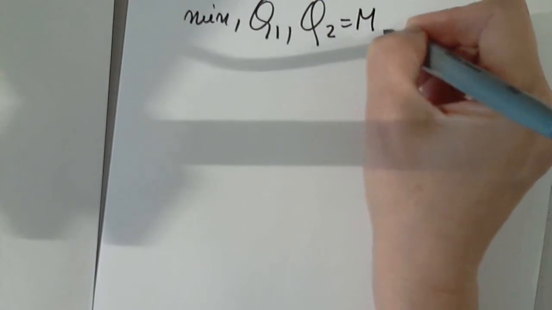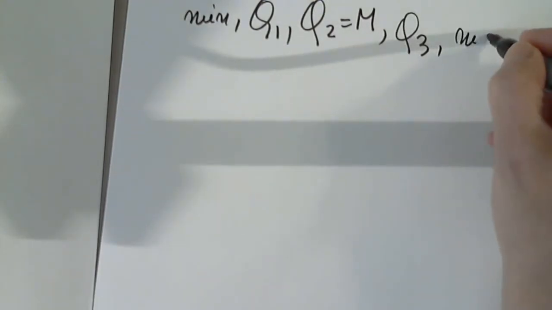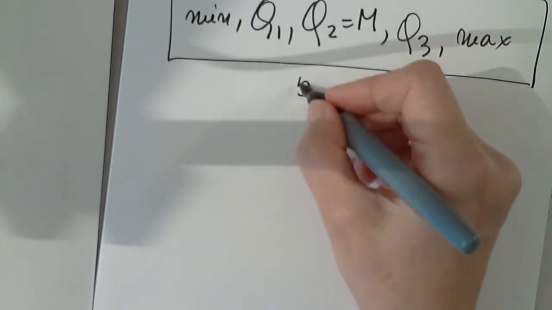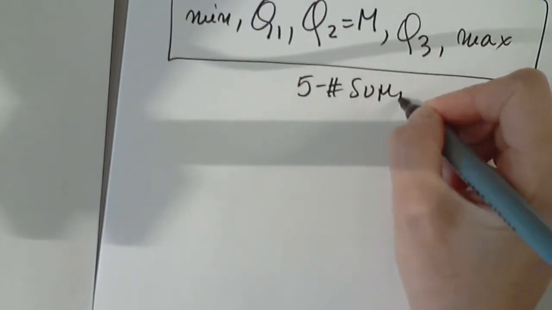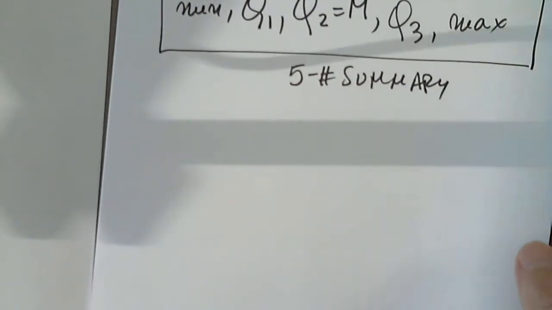5-number summary, and also box plots. It's one word. Okay. So we already talked about the 5-number summary, but I didn't call it that. And this is it: the min, Q1, Q2, which is the same as the median, Q3, and the max. This is what we call the 5-number summary for the data set.